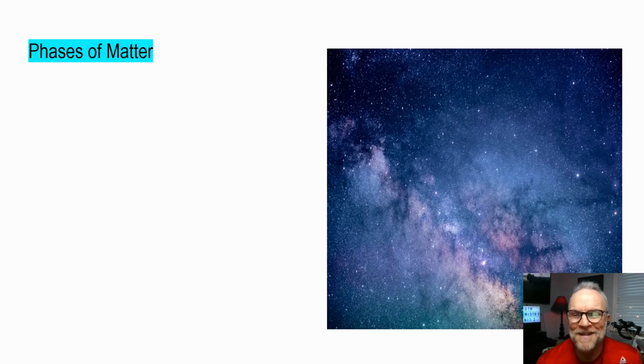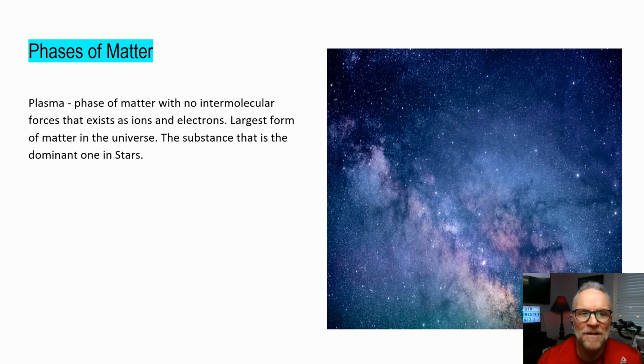Okay, this is the last phase of matter, which is called plasma. Phase of matter with no intermolecular forces, and they exist, I should read, as ions and electrons. And so there is so much energy there that the electrons are stripped away from the atom, and all you have is positive and negative particles, extremely charged particles. And this is the most energetic form of matter that we have. It's the one that's in the stars, and it dominates the universe in terms of percentage of matter.